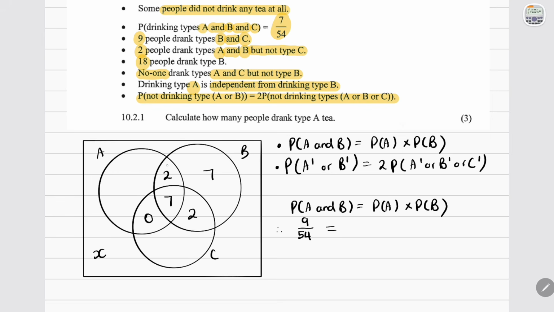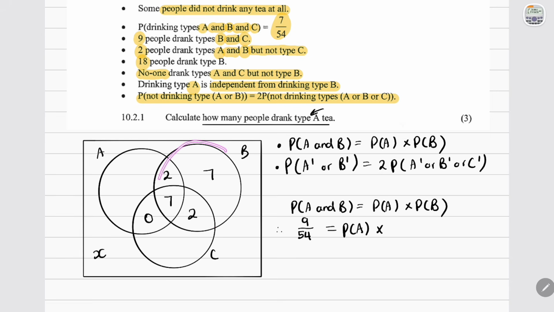But you know what? We can just say probability of A. This is missing, no problem. I'm just going to call that probability of A, okay? Since they said calculate how many people drank type A, that's really what we're trying to find, type A. So I'm going to focus on that entire circle. Then multiply by the probability of B.